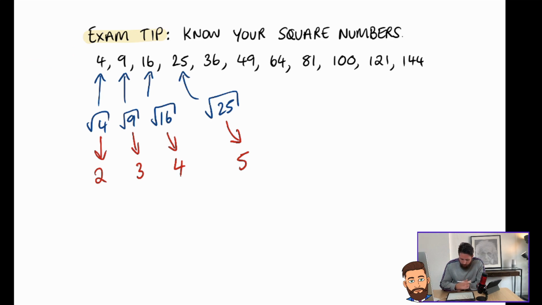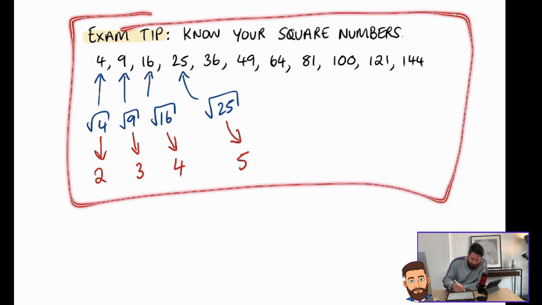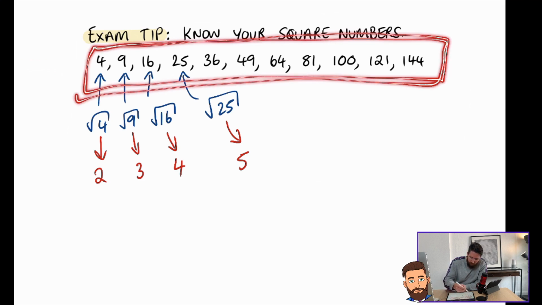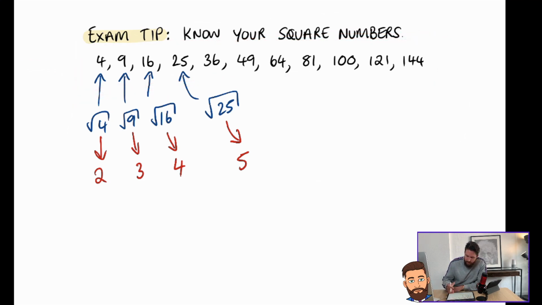So if you don't know your square numbers, get into the habit of learning them. When you do surd questions in your exams, a really good tip is to write your square numbers out at the top of the page, because it's really useful to look at them to help you answer questions, which you'll see in later examples.